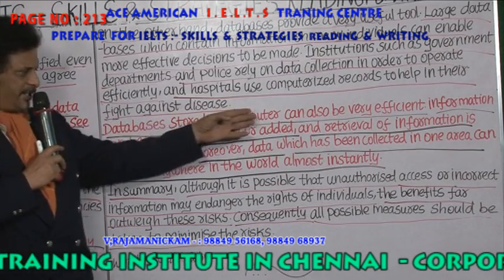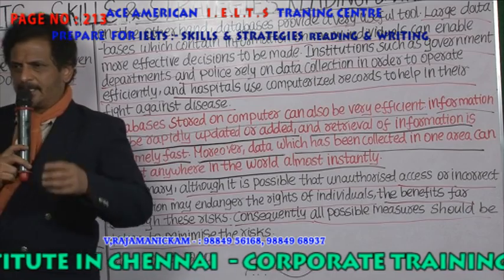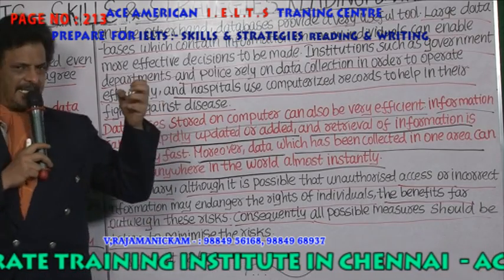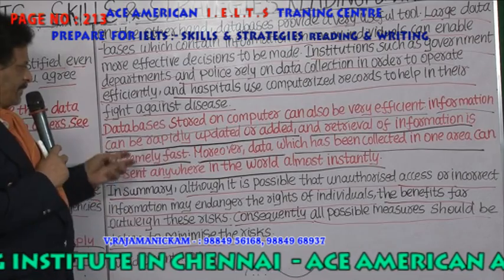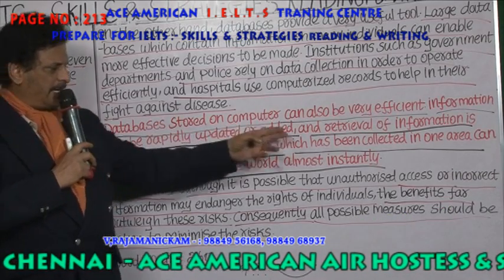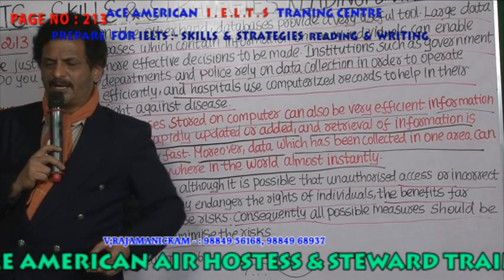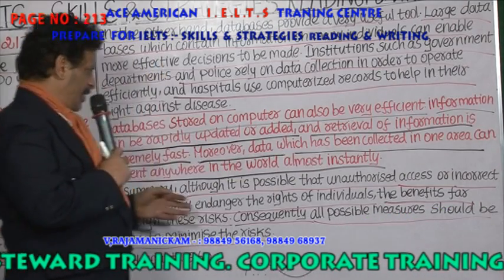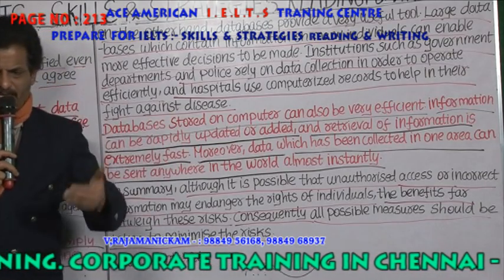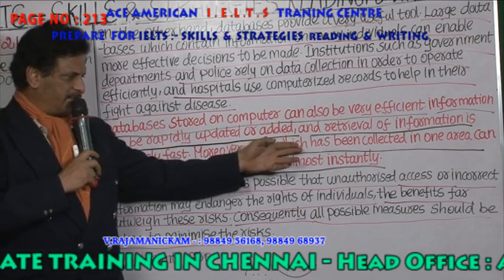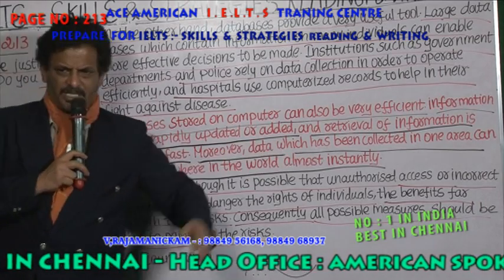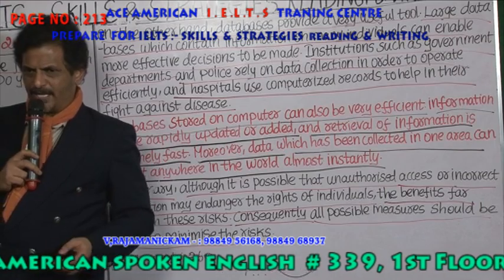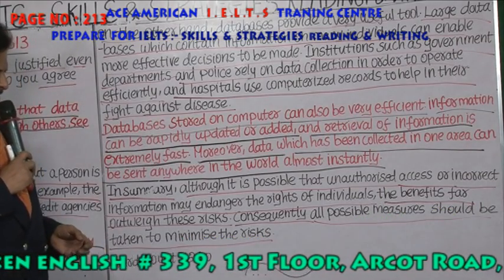அடுத்தது, databases stored on computer can be very efficient. கம்ப்யூட்டரிலே கணிப்பொறியிலே அந்த தகவல்களை சேகரிப்பின் மூலமாக அது நல்ல திறன்பட இருப்பதற்கு வாய்ப்பிருக்கிறது. Information can be rapidly updated or added. ஏற்கனவே பதிவு செய்திருக்கிறோம் கம்ப்யூட்டரிலே, மேலும் அதை பற்றிய தகவல்களை மேலும் சேர்த்திக் கொள்ளலாம். And retrieval of information extremely fast. தகவல்களை வேண்டுமென்றால் உடனடியாக அதை எடுத்து விடலாம். Moreover, data which has been collected in one area can be sent anywhere in the world almost instantly. ஒரு இடத்தில் பெறக்கூடிய தகவலை இன்னொரு இடத்திற்கு உடனடியாக மாற்றி அனுப்பக்கூடிய அந்த வசதியை நாம் பெறலாம் கம்ப்யூட்டரில் தகவல்களை சேகரிப்பதன் மூலமாக.